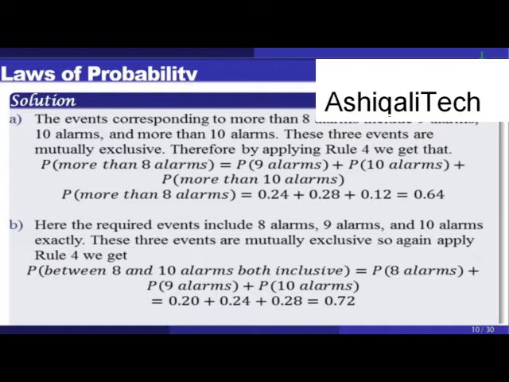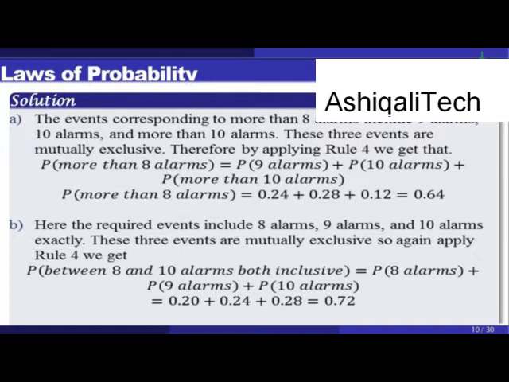So, probability of more than 8 alarms is equal to 0.24 plus 0.28 plus 0.12. So, it will be 0.64. So, it means that the probability that more than 8 alarms will be pulled is 64%.